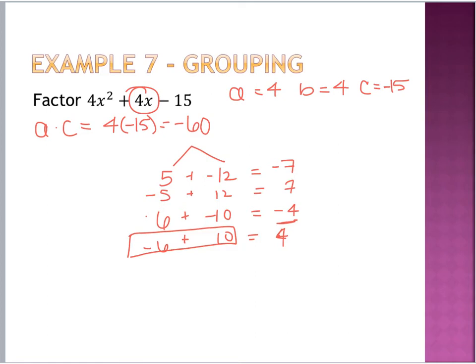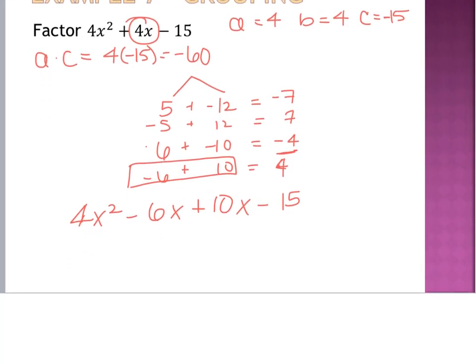So if you recall, I start out with what I was given, so my 4x squared, then I have minus 6x plus 10x, and then minus 15. Now we're actually going to group our front two terms and our back two terms together. So when I do that, I'm going to group the first two and the last two together. And I look for common factors inside of each group.